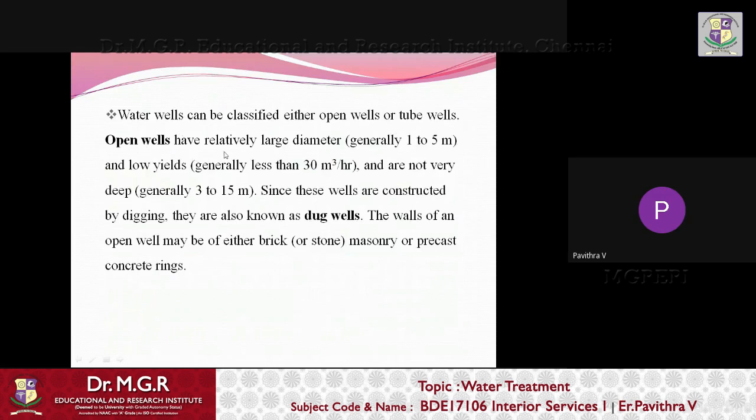Open wells have a relatively larger diameter, generally 1 to 5 meters, and low yields, and are not very deep, generally 3 to 15 meters. Since these wells are constructed by digging, they are also called dug wells.